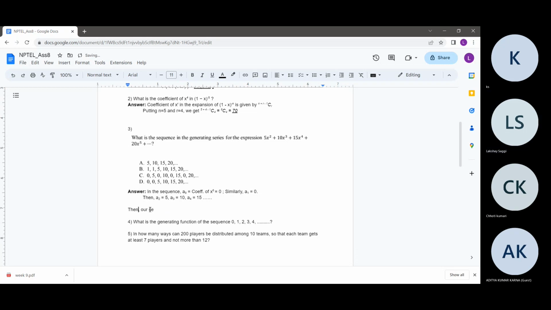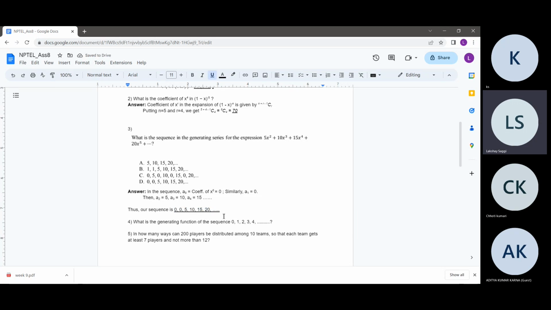Our sequence is 0, comma 0, since the sequence always starts from a0. So the sequence will be a0, a1, which both will be 0. It will be 0, comma 0, comma, then a2 is 5, then a3 is 10, then a4 is 15. So now there will be a progression of 5, 10, 15, 20, and so on. So this is the sequence. I'll just underline this also.